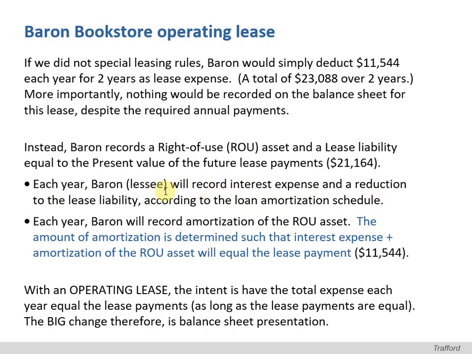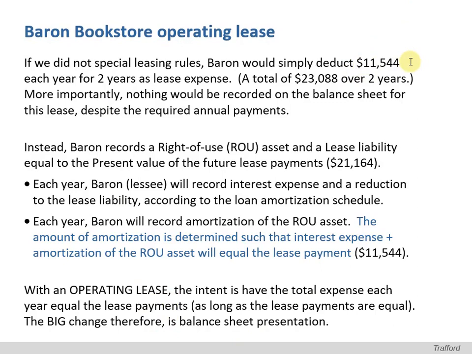In addition, each year, Barron will record amortization of that right-of-use asset. Instead of using a straight-line method to amortize the right-of-use asset, Barron will record enough amortization expense such that if you add up the interest expense and this amortization expense, you'll get a number equal to the annual lease payment of $11,544. So basically, when there's an operating lease, we don't make a large change to the income statement. The total expense in each year is still going to be $11,544.